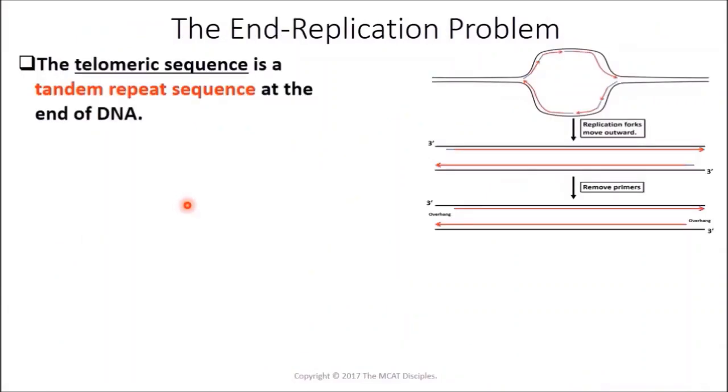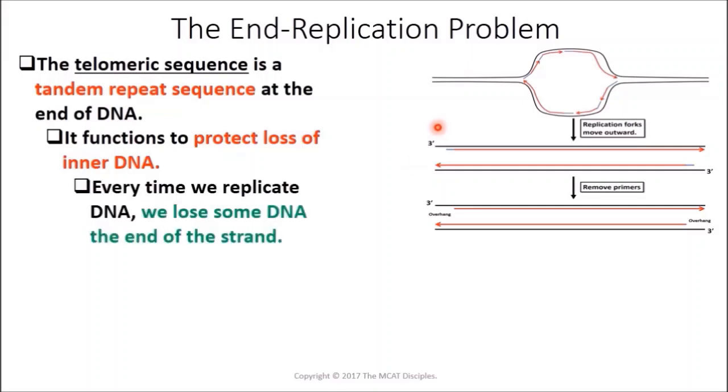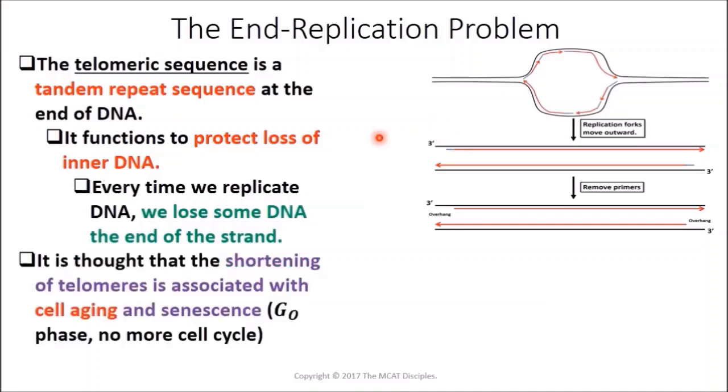The telomeric sequence is a tandem repeat sequence at the end of DNA. It functions to protect the loss of inner DNA. Every time we replicate DNA, we lose some DNA at the end of the strand. It is thought that the shortening of telomeres is associated with cell aging and senescence, the G0 phase, or no more cell cycle. So here's the replication for, okay?